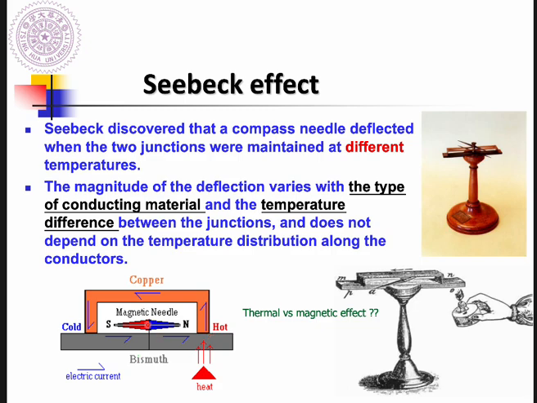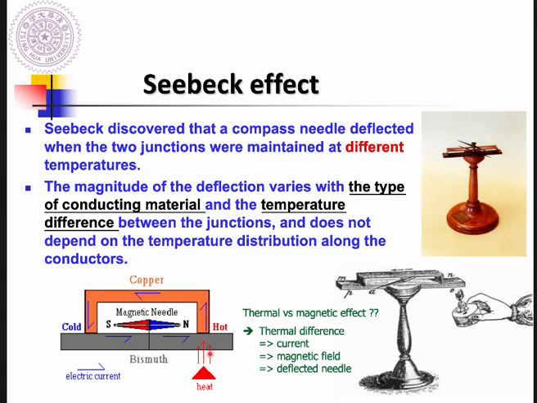the magnitude of this deflection of the magnetic needle only varied with the type of conducting materials we choose, and also the temperature difference we measured between these two junctions. But it did not depend on the temperature distribution along both these conductors. So it turns out a different combination of these two materials matters.